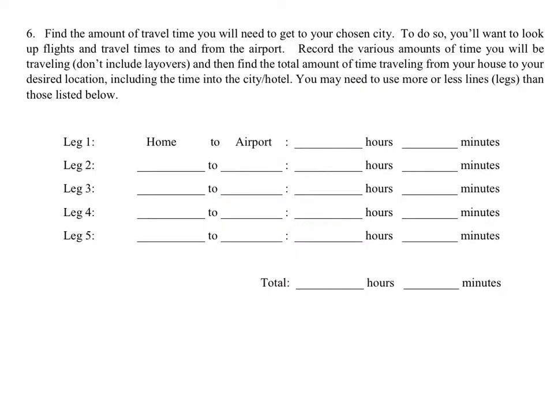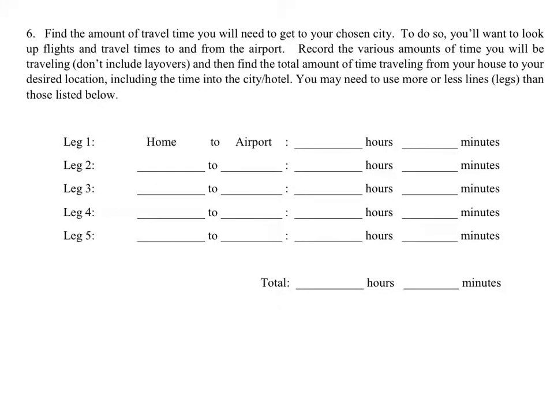Alright, next up, number 6, find the amount of travel time you will need to get to your chosen city. To do so, you'll want to look up flights and travel times to and from the airport. Record the various amounts of time you will be traveling, don't include layovers, and then find the total amount of time traveling from your house to your desired location, including the time to get to the city or hotel.